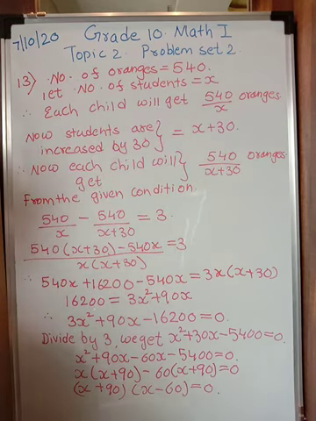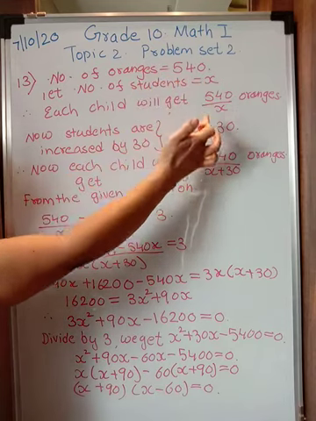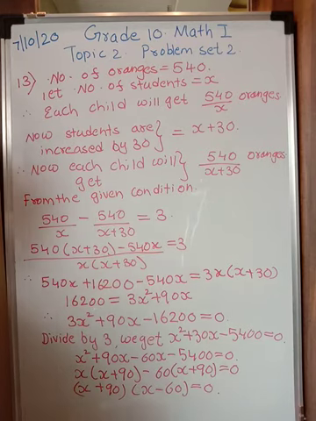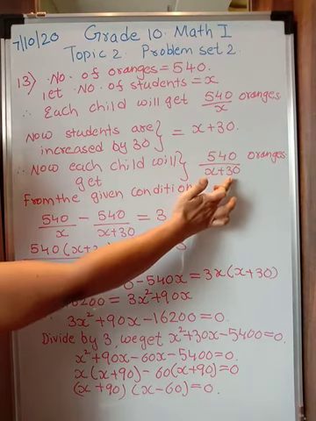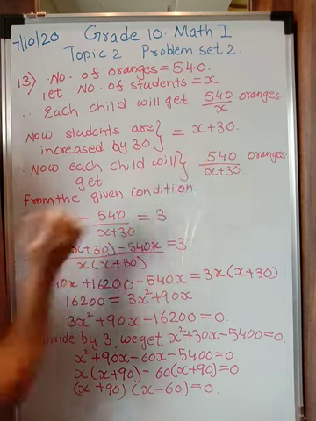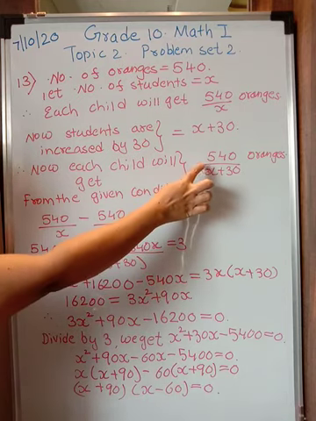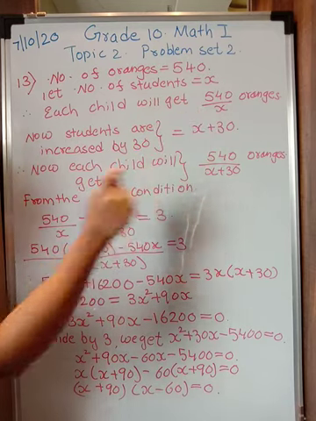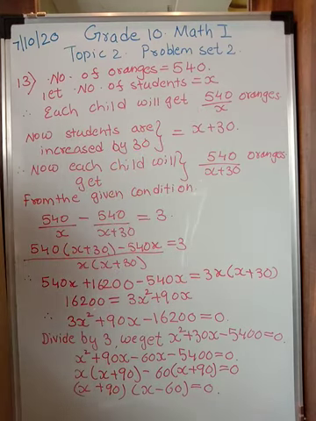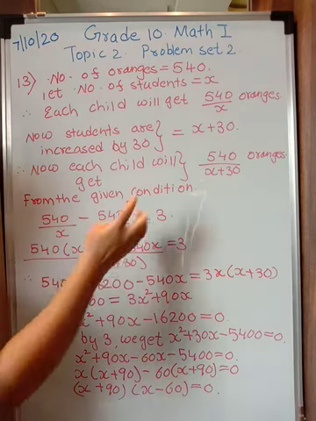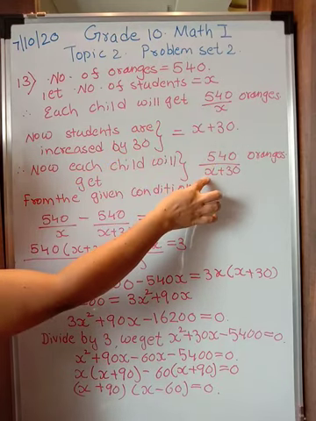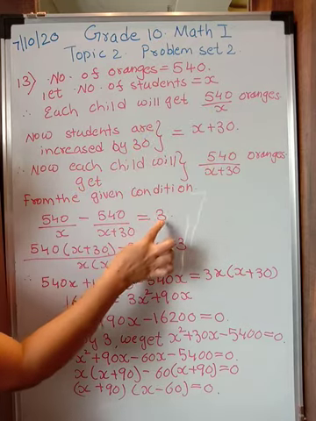Now the students are increased by 30. They were x initially. Now they have become x plus 30. Now how much each child is going to get? 540 upon x plus 30. Because students have increased by 30. Now this time each child will get fewer oranges compared to this one. And she is telling after 30 students are increased, each child is going to get 3 oranges less. That means the difference between the initial amount of oranges the child got and now the child is going to get is equal to 3.